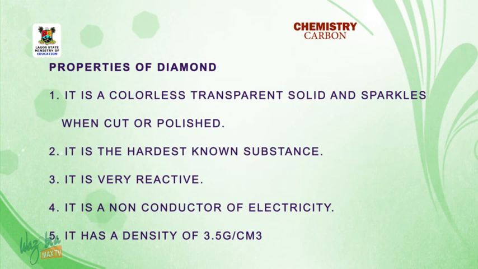Properties of diamond. 1. It is a colorless, transparent solid. It sparkles when cut or polished. Number 2. It is the hardest known substance. 3. It is very reactive. 4. It is a non-conductor of electricity. 5. It has a density of 3.5 grams per cm cubed.